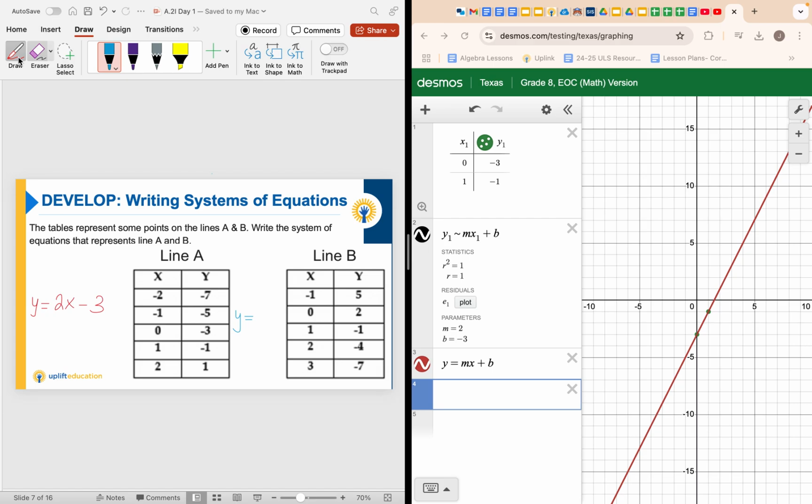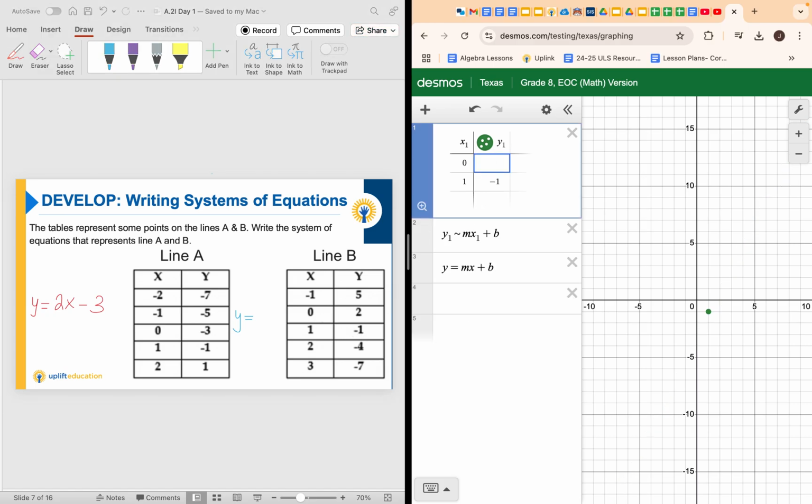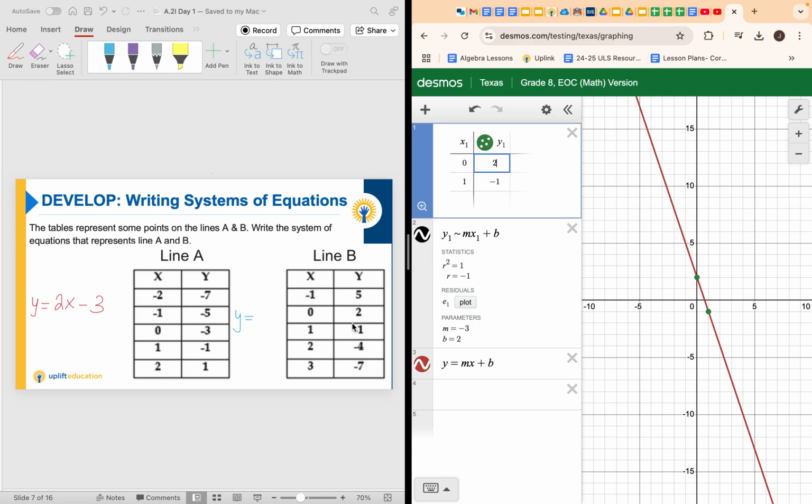So let's look at line B. And we're already done writing our first equation. So I'm going to do the same thing. This one is at (0, 2) and (1, -1). But this time our m is -3. So we have -3x, and our y-intercept is at 2.